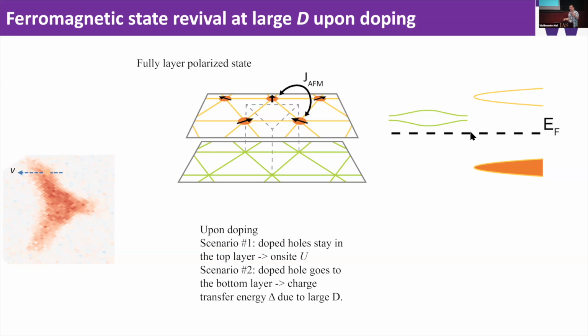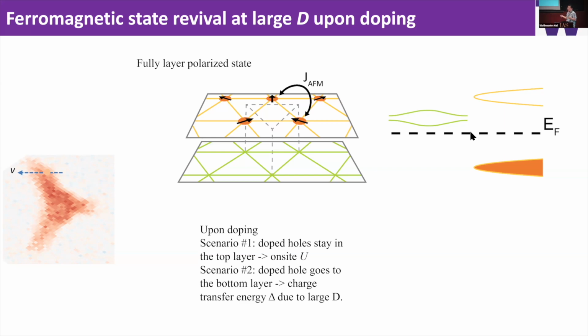Then this carrier can only have two places to go, right? One is to go to the top layer. If the carrier goes to the top layer, then they have to overcome this on-site Hubbard interaction, because the top layer already has a carrier. The second possibility is the carrier goes to the bottom layer. But if the carrier goes to the bottom layer, they have to overcome the charge transfer energy due to the application of the electric field, right?